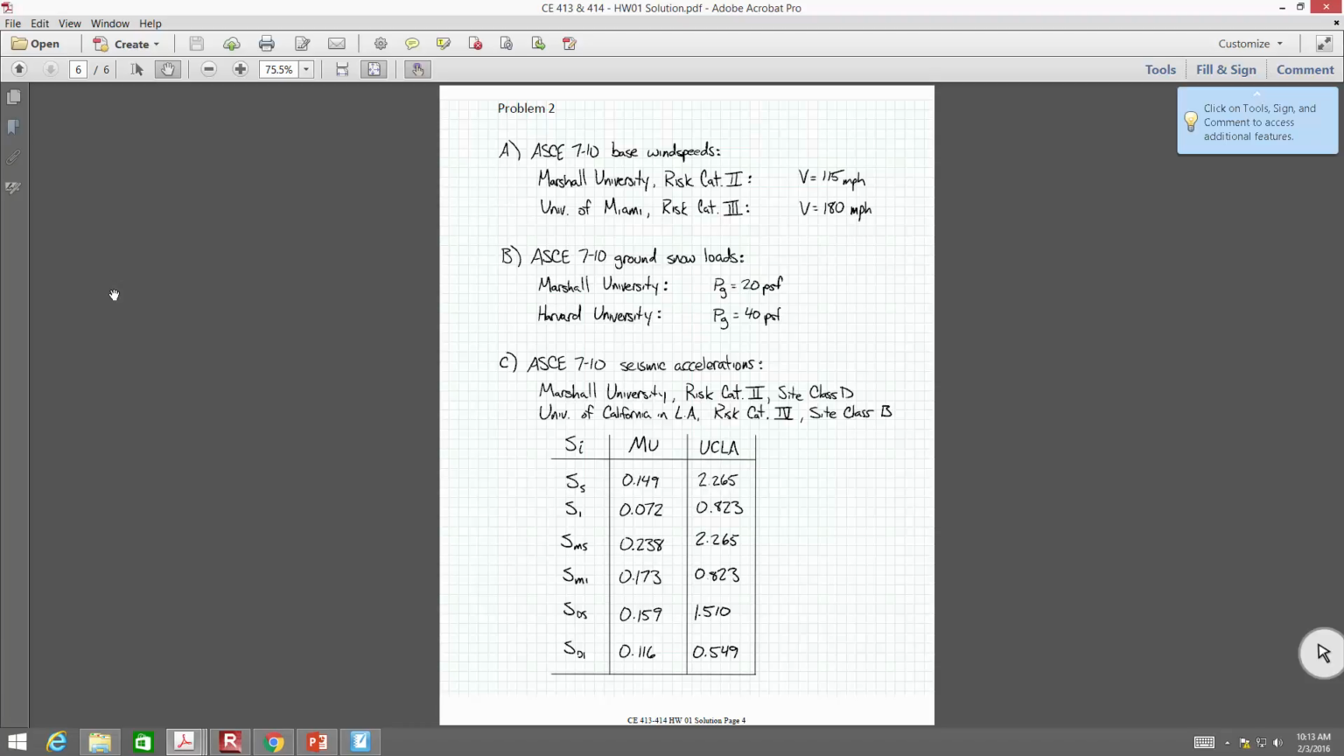Anybody have any other questions? If there's a serious change between editions, will they go back and reinforce buildings? Like if the snow load drastically changes, do you think they would go back and reinforce them?